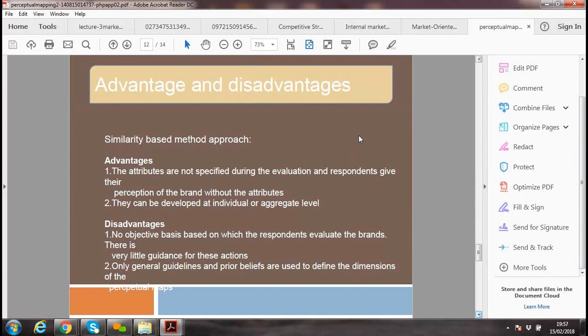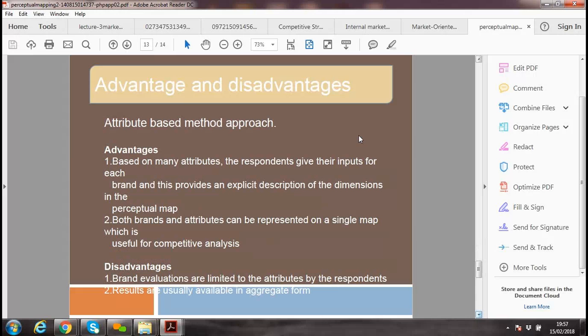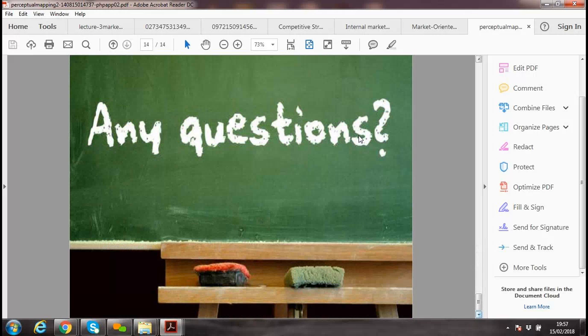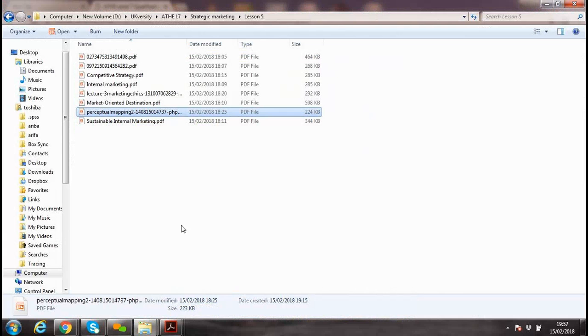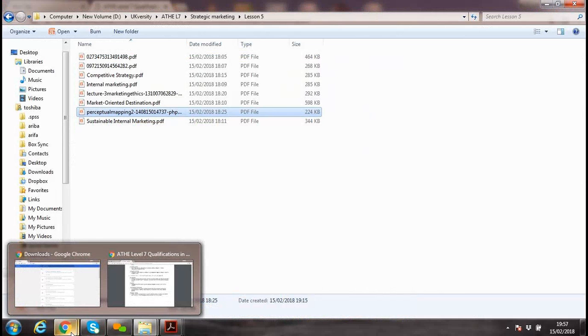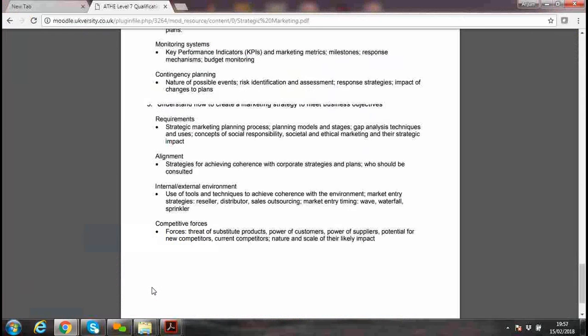Advantages and disadvantages: of course, it's quite a good method. Sometimes it is time consuming and takes a lot of effort. Every method has its own advantages and disadvantages. Any questions, Umar? Sir, regarding the disadvantages, what did you say? Sometimes, with a perceptual map, you're showing something. Yes.